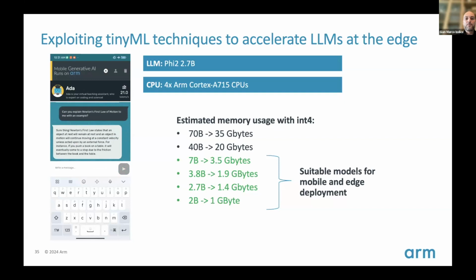And here I have reported the integer 4 estimated memory usage. As you can see, on a mobile device, you can have up to 7-8 billion parameter large language models, which are quite sophisticated, I would say, and they only consume 3.5 gigabytes. If you consider that on average a mobile phone has 8 gigabytes of RAM, this is actually quite doable. And this is the spectrum of models for mobile and edge deployment we can have nowadays.